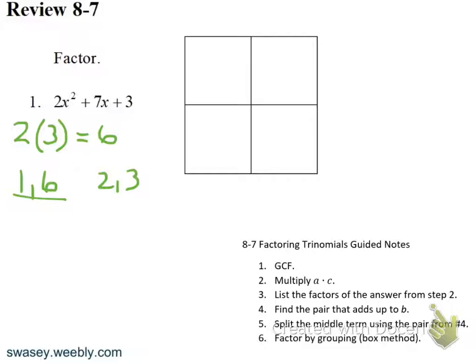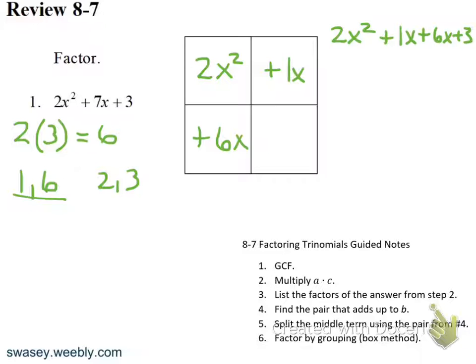So we're going to split that middle into 2x squared plus 2x, plus 1x plus 6x. And then the final term is 3. We can fill in the box like that. Greatest common factor of the top row is x. Greatest common factor of the bottom row is 3. 2x squared divided by x gives us 2x.